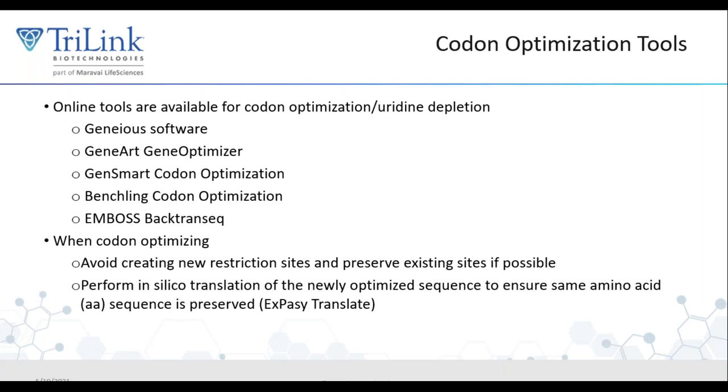There's a few notes to consider when codon optimizing. You'll want to try to avoid creating new restriction sites and to preserve existing sites if possible. Practically speaking, you're often designing that linearization of your plasmid in tandem with your sequence design.